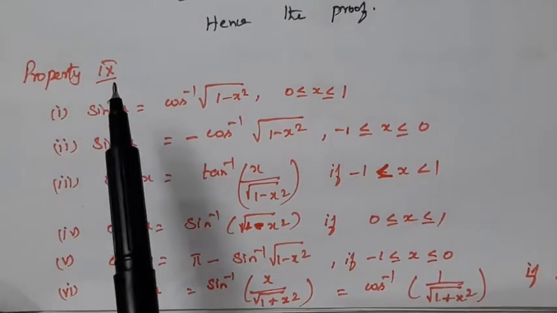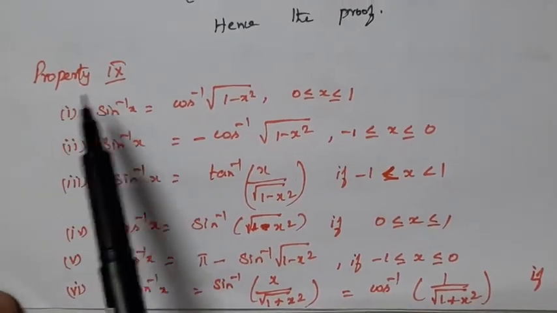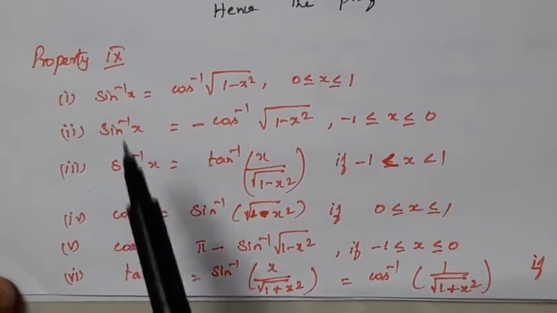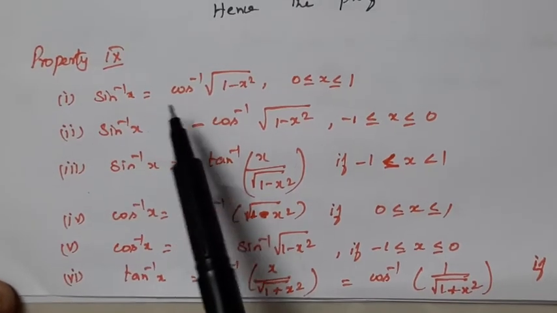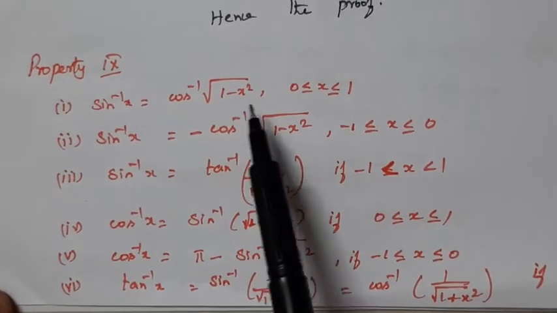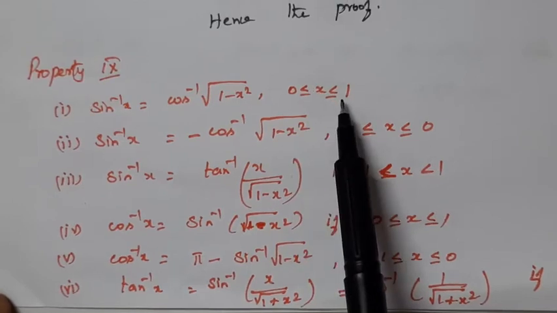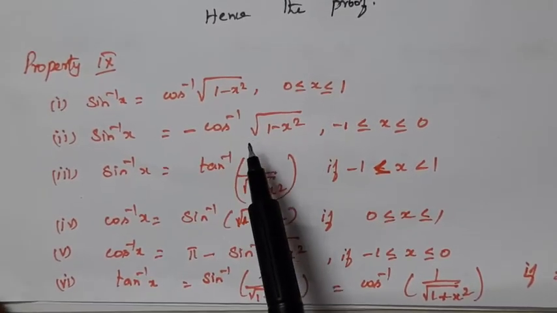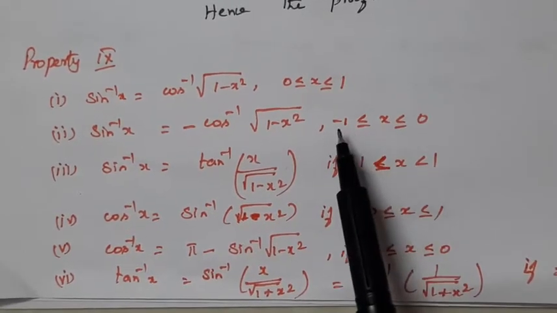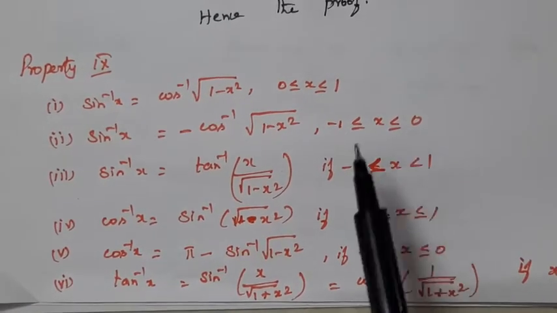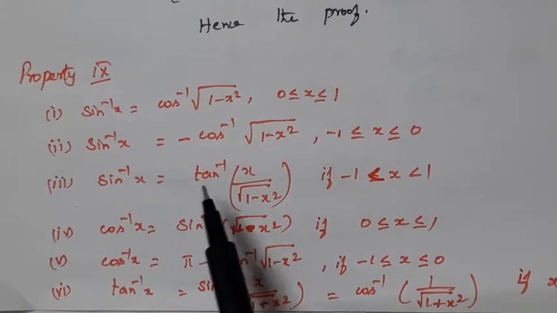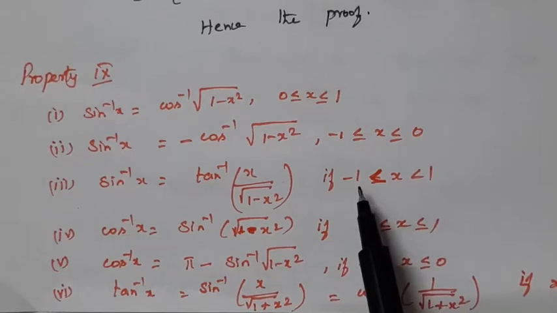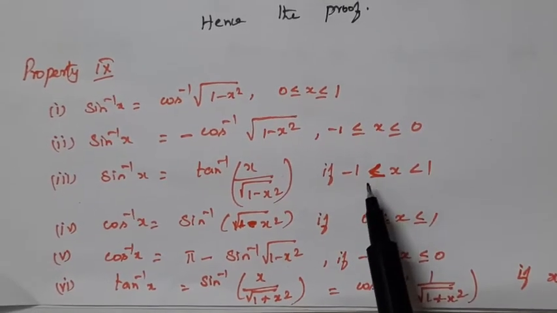Next, property number 9. This is another set of properties. It has 6 identities, and what are they? First one is sin inverse of x is equal to cos inverse of root of 1 minus x squared if x lies between 0 to 1. And also sin inverse of x is equal to minus cos inverse of root of 1 minus x squared if x lies between minus 1 to 0. And sin inverse of x is equal to tan inverse of x by root of 1 minus x squared if x lies in the open interval minus 1 to 1.